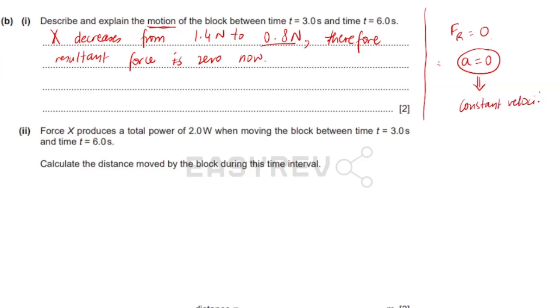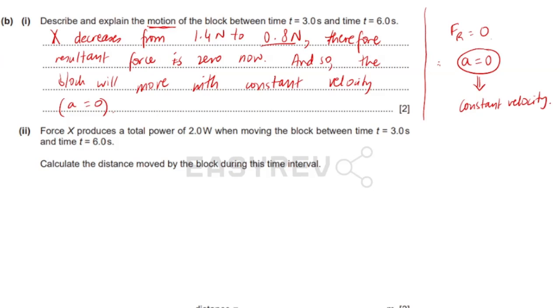So this is precisely what we'll mention here. So we repeat, x is decreasing from 1.4 to 0.8 newtons, therefore the resultant force is 0 now. And so the block will move with constant velocity. Either you could say constant velocity, or if you'd like, you could mention 0 acceleration. They should be equivalent, right? So with that out of the way, let's move to the next part.